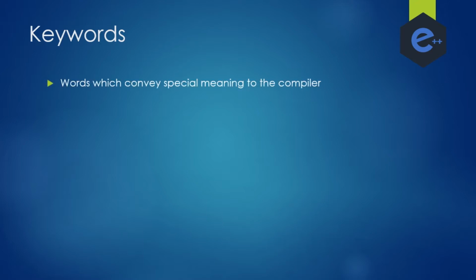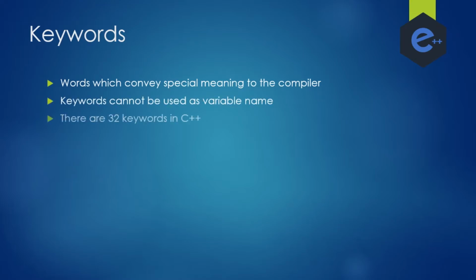Keywords are the words which convey special meaning to the compiler. These are reserved words which are inbuilt in the compiler. These cannot be used as a variable name. There are 32 keywords in C++.